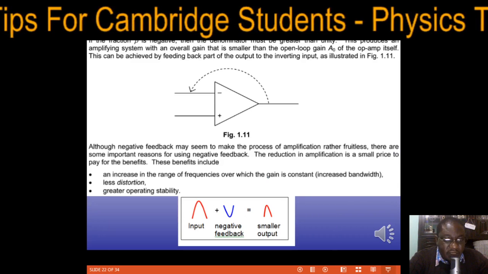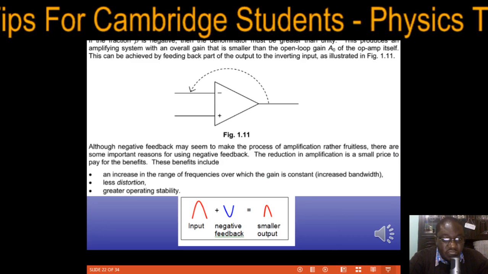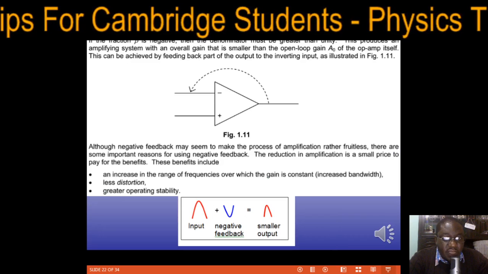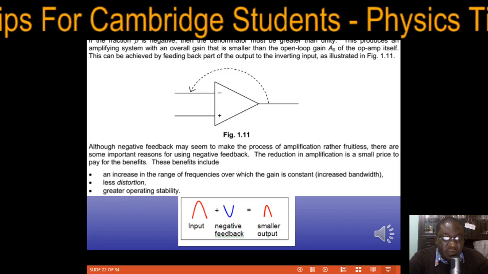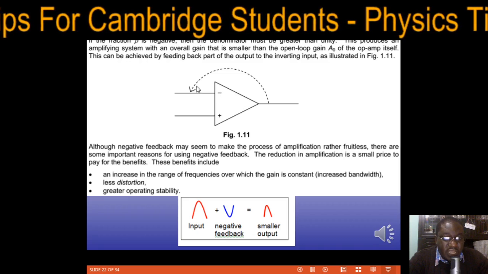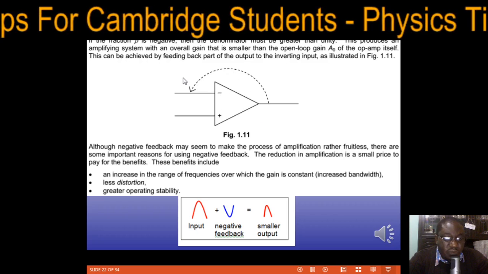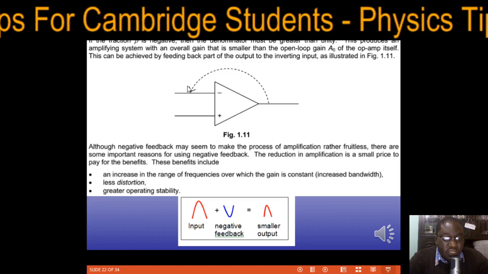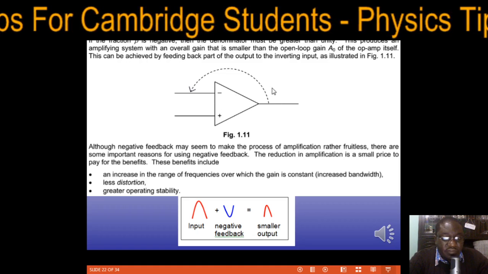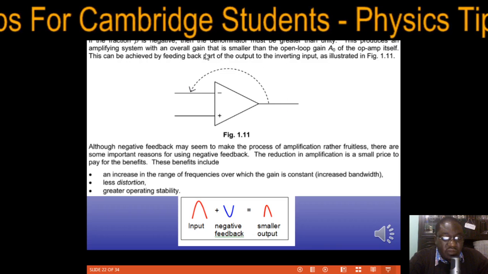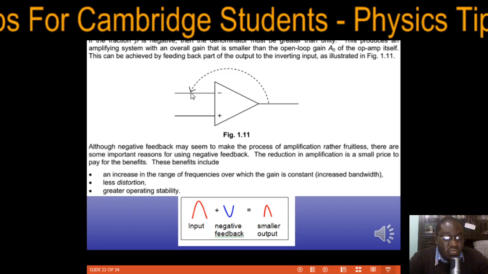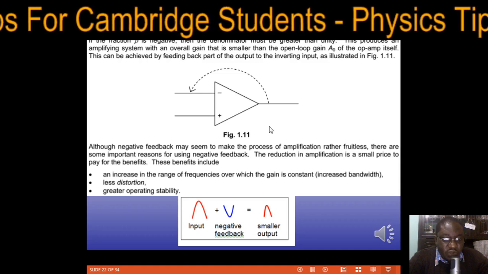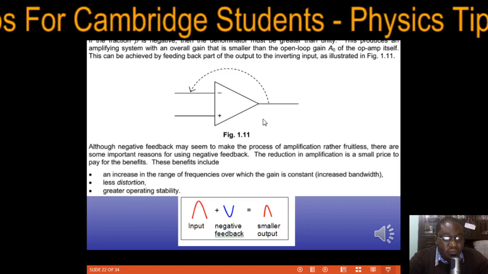Negative feedback. This is when part or all of the output is fed back to the inverting terminal, resulting in a reduced output voltage. Okay, so the output itself is 180 degrees out of phase with the input, so this results in a smaller voltage output.